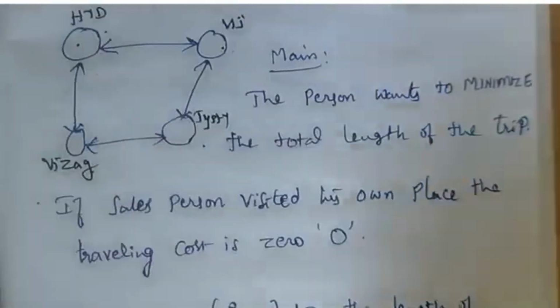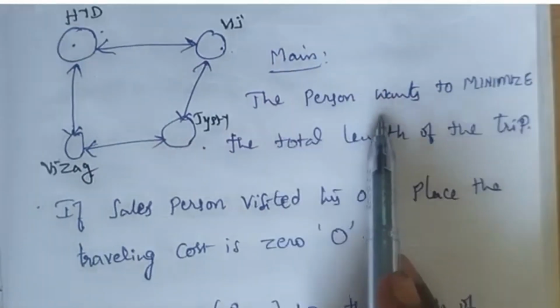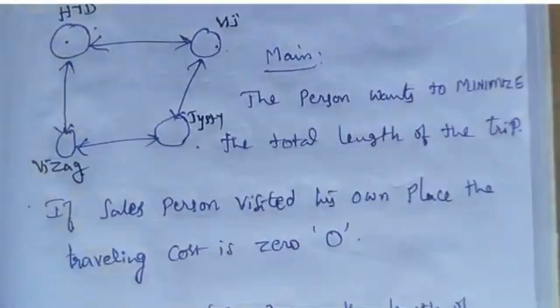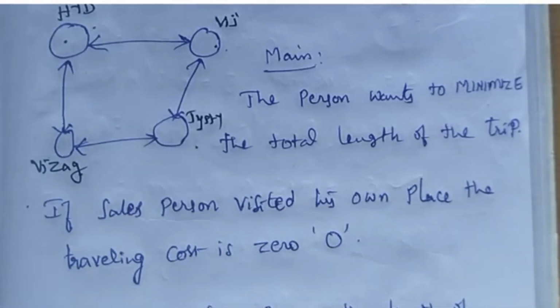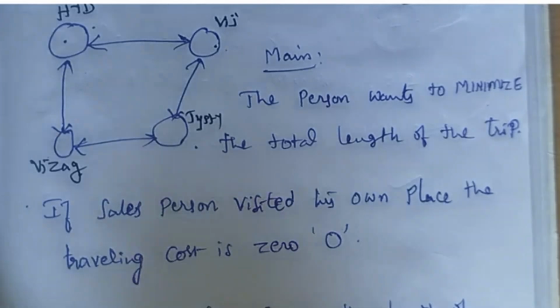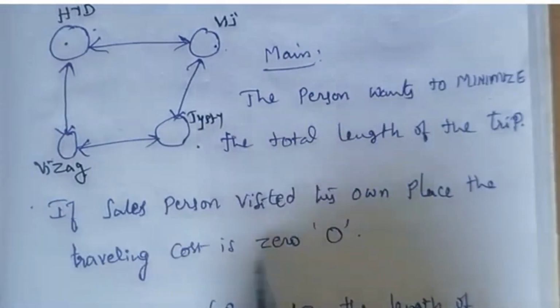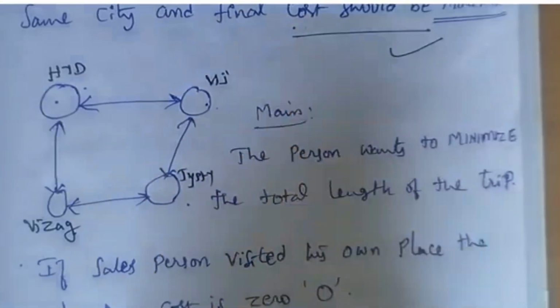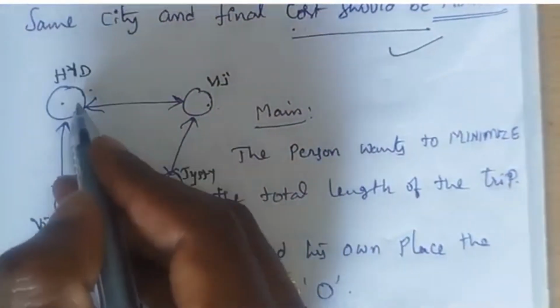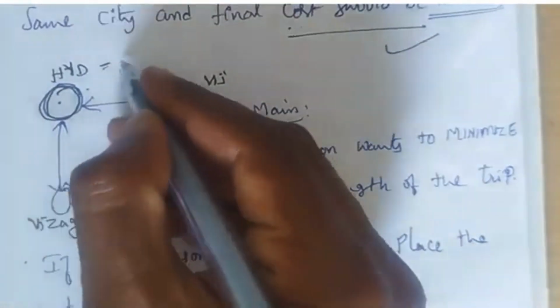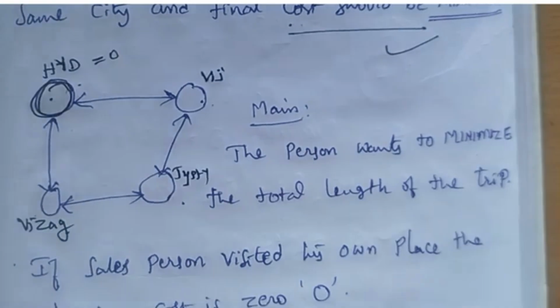Now the main points. The person wants to minimize the total length of the trip as well as the total cost of the trip. If the salesperson visits his own place, the traveling cost is 0. Here the salesperson is in the same city, Hyderabad, so the cost is 0.